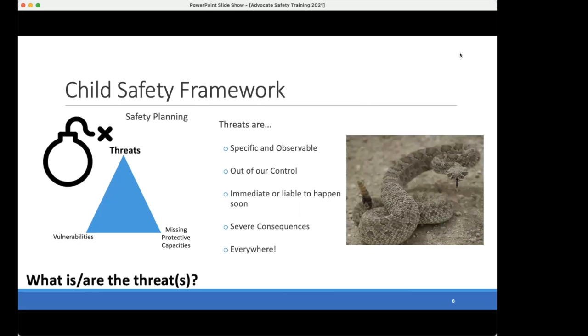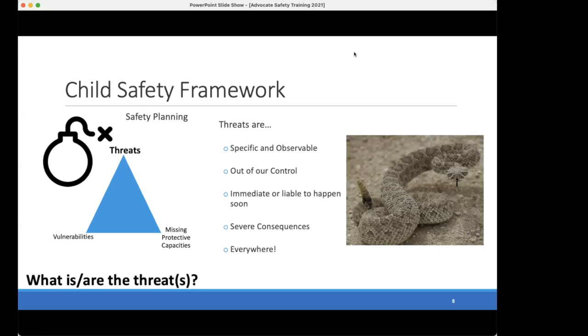So we're going to talk about the three aspects of the child safety framework. They are threats, vulnerabilities, and missing protective capacities. So I like to think of this blue triangle like that fire safety stuff that we used to learn in grade school, right? In order to have a fire, you have to have a spark, oxygen, and fuel source. It's the same idea with these safety threats. In order for something to be a safety threat to a child, it has to have these three components. What's the threat? How is the child vulnerable, and why can't the parents keep the kids safe? What's the missing protective capacity?